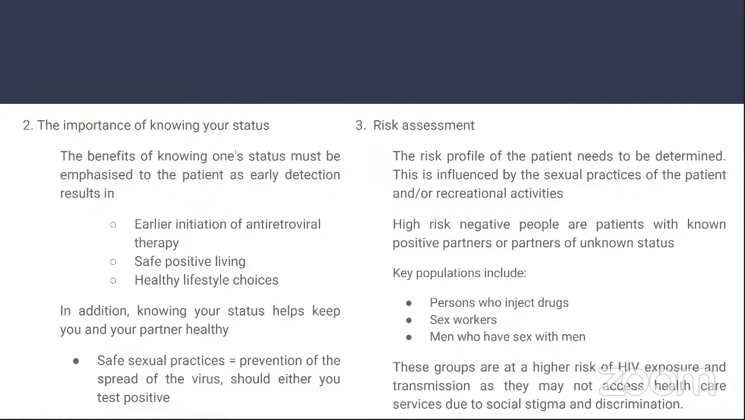When assessing the risk of the patient, you need to explore the sexual practices of the patient and their recreational activities. There's a definition of high-risk negative people, which are patients with known positive partners or partners of unknown status. Our other key populations include people who inject drugs, sex workers, and men who have sex with men. These groups were identified because they're at higher risk of HIV exposure and transmission, as they may not access healthcare services because of social stigma and potential discrimination.